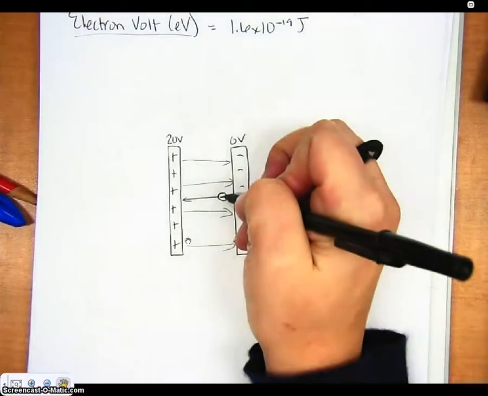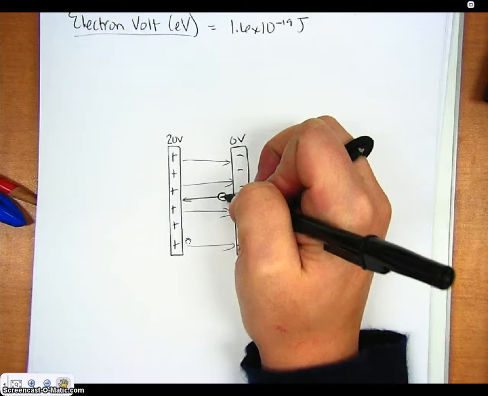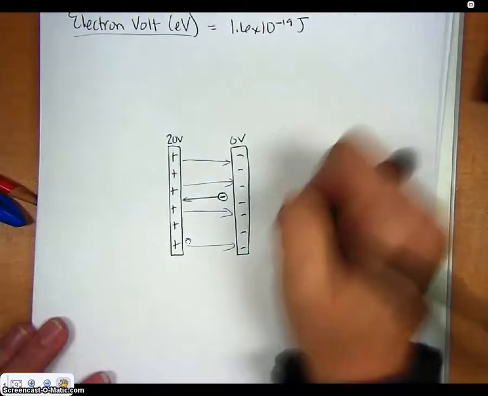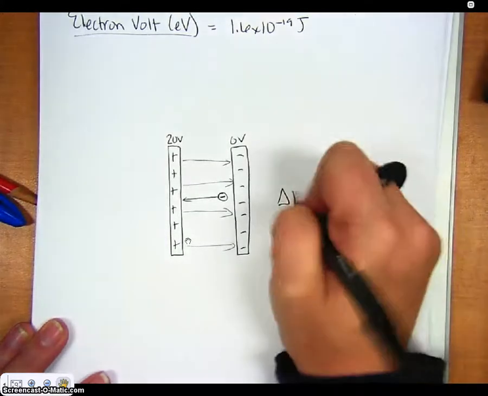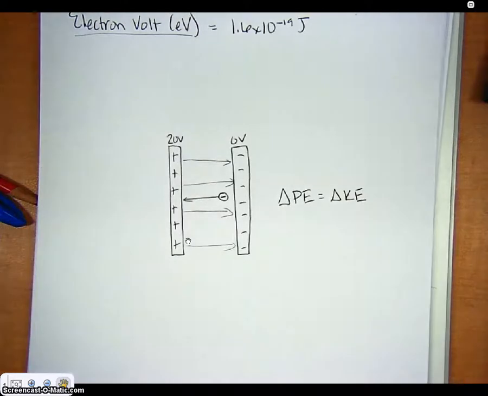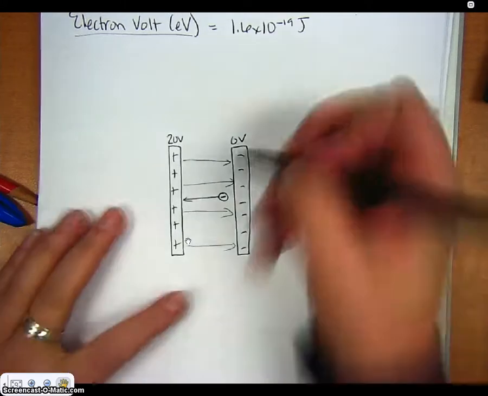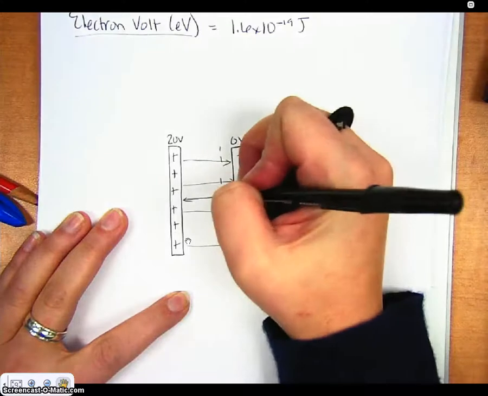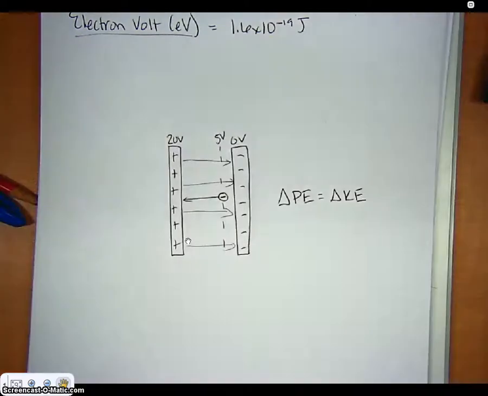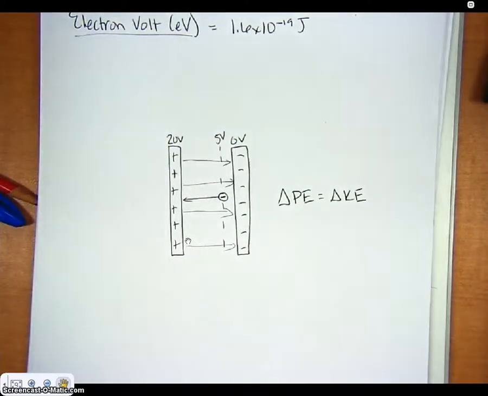Here it has some potential energy, and when I release it, it's going to convert to kinetic energy. So that's our old equation: the change in potential energy is equivalent to the change in kinetic energy, the law of conservation of energy. Let's see how we can calculate this. Let's say there's an equipotential line right here, and I'm going to say that that is 5 volts. Somehow we've got to relate the potential energy, the voltage, and the charge.